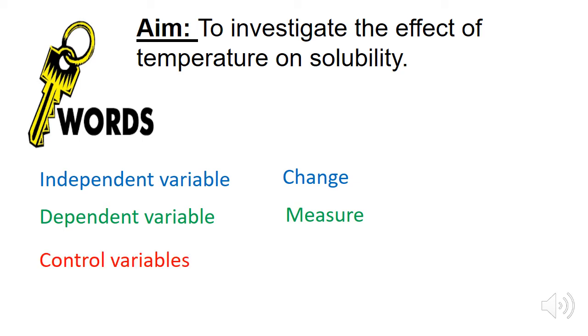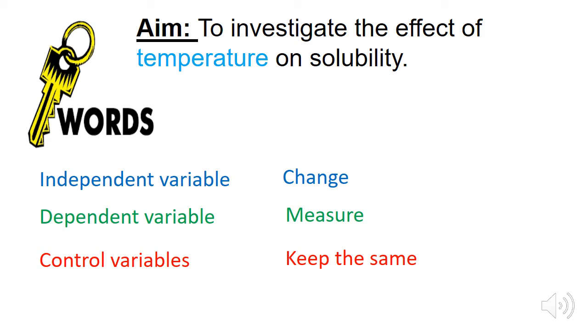And your third term is control variables. These are the variables that you will keep the same. At key stage 2, you often talk about keeping things the same to make it a fair test. So your independent variable in this experiment is the temperature of the water. You're going to be changing how hot the water is. So for today's experiment, you'll be using cold water, warm water and hot water. Please make sure when you're using the hot water, you have got adult supervision.